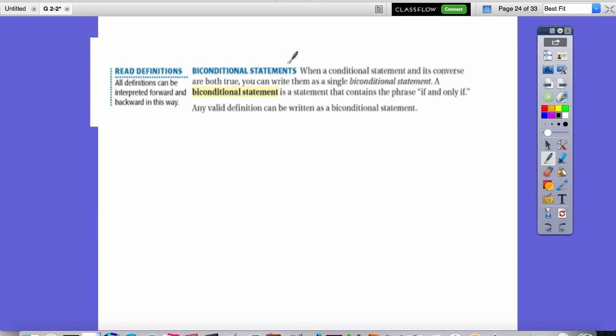Now we're going to talk about biconditional statements. When a conditional statement and its converse are both true, you can write them as a single biconditional statement. Once again, it would be for definitions. If we're writing a biconditional statement, we use the phrase "if and only if." Any valid definition can be written as a biconditional statement. Want to know that.